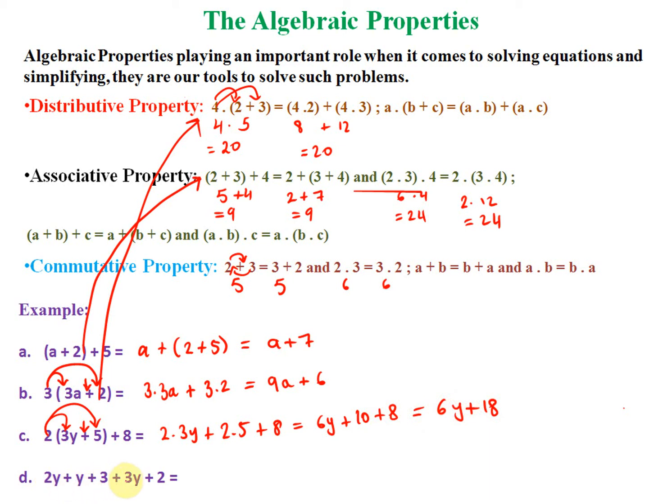Last one, you can see we have 3y and y and 2y. And remember, it's the commutative property. You can add or multiply in any order. So we will add y plus 2y plus 3y, and then we add the numbers on the other side, which is 2 and 3. So we say plus 2 plus 3. This is all like terms, so we have 6y plus 5.